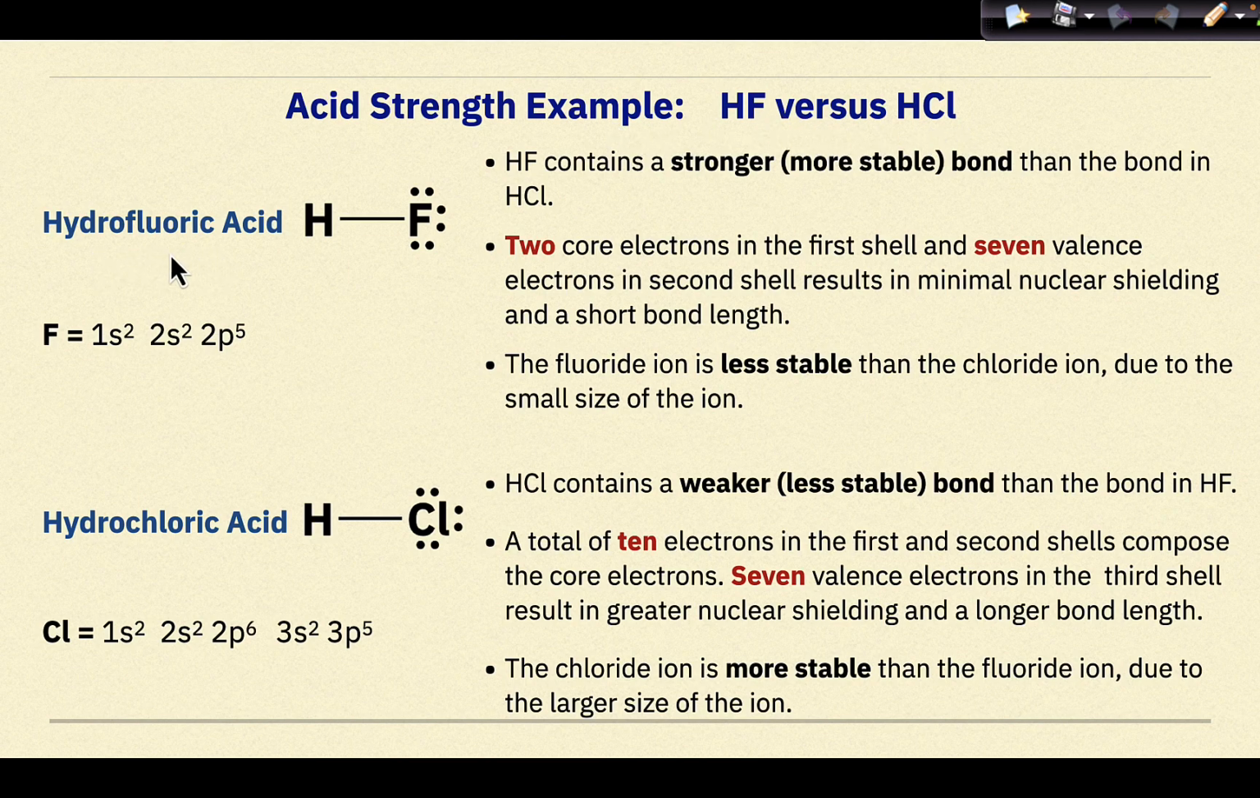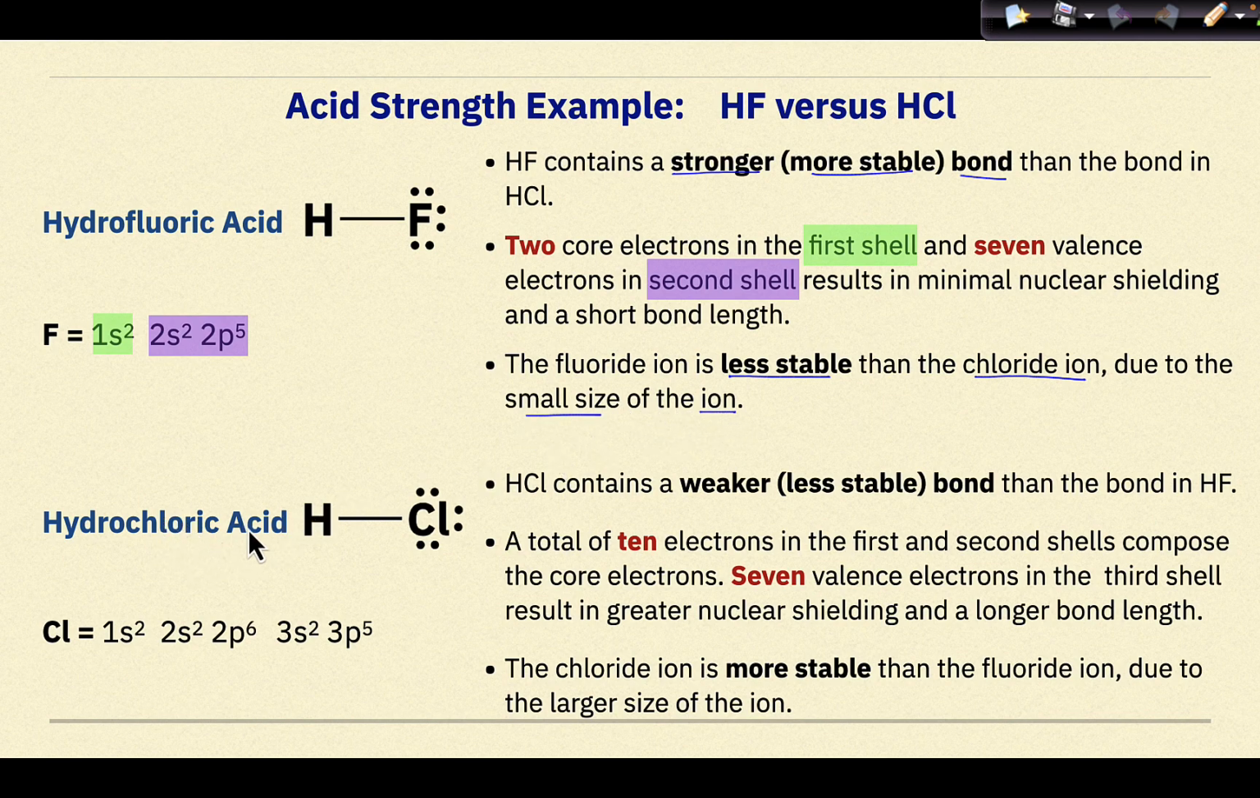Let's consider the acid, hydrofluoric acid, with this structural diagram. HF contains a stronger, more stable bond than the bond in HCl. 2 core electrons in the first shell and 7 valence electrons in the second shell results in minimal nuclear shielding and a shorter bond length. The fluoride ion is less stable than the chloride ion due to the small size of the ion.